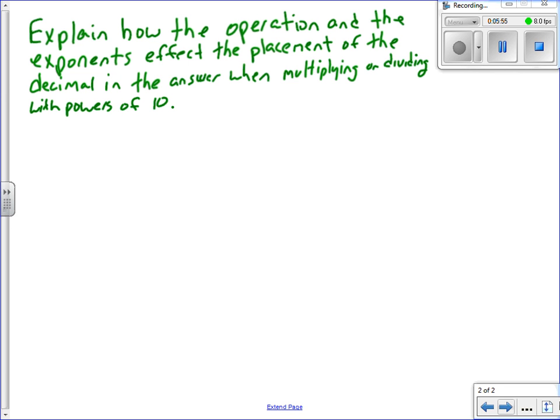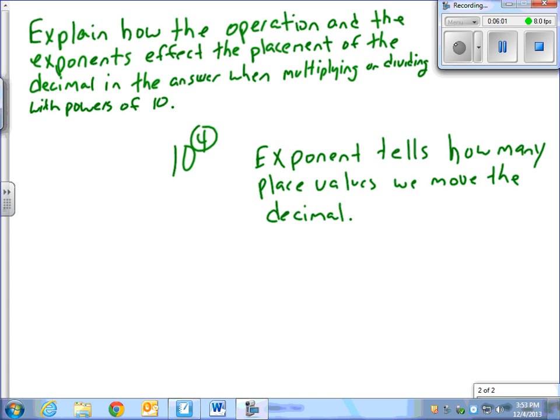The exponent, okay, so let's say I have 10 to the 4. So we're back to the exponent, and remember, the exponent tells us how many place values we move the decimal. So in this case, I will move it 4 place values. Depending on what the exponent is, that only tells me how many place values I move the decimal. Now it gets a little challenging because now I have to look at, okay, do I move it to the right or to the left? Well, it depends on whether the operation is multiplication or division.